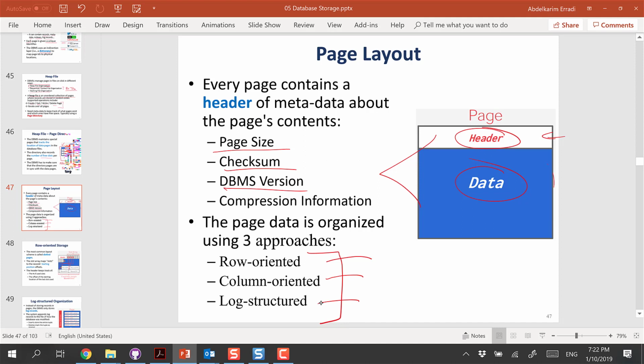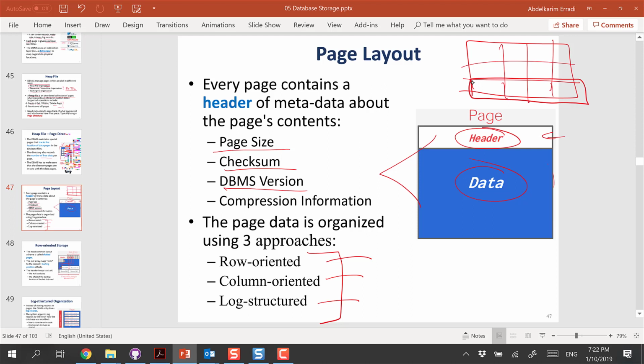So let's look at these three ways. The first one is row-oriented. What does that mean? What do you think? So remember, tables are made up of columns and rows. Okay, so row-oriented, yes, we store rows together. So pages will be storing a set of rows. Now, what do you think column-oriented?